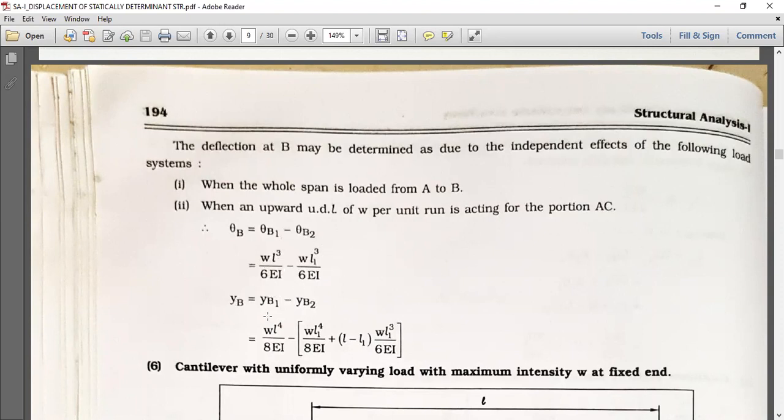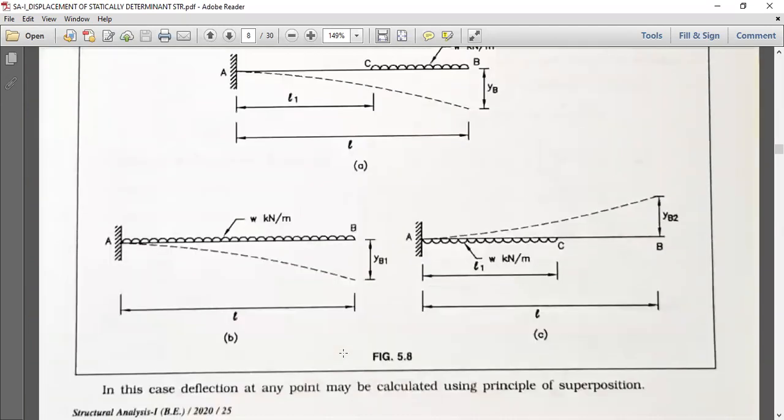Similarly, for YB1 minus YB2: WL raised to 4 divided by 8EI minus WL1 raised to 4 divided by 8EI plus (L minus L1) into WL1 cube divided by 6EI.